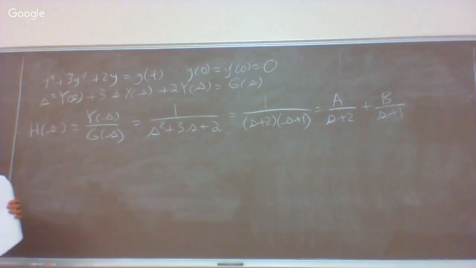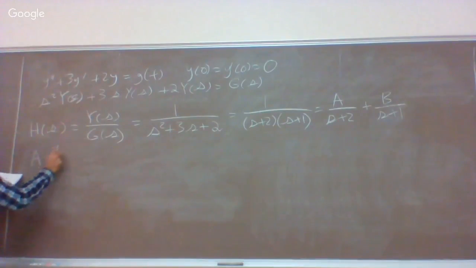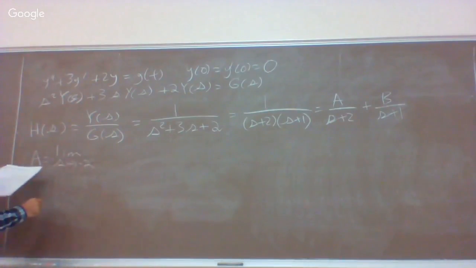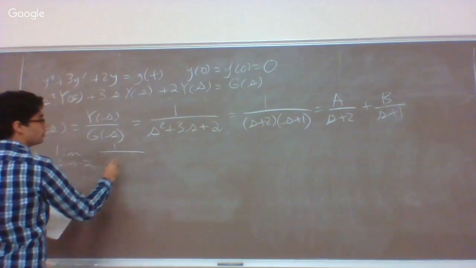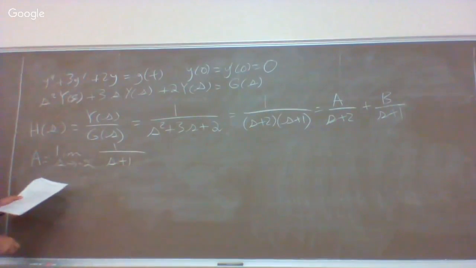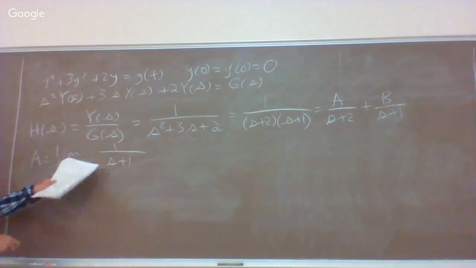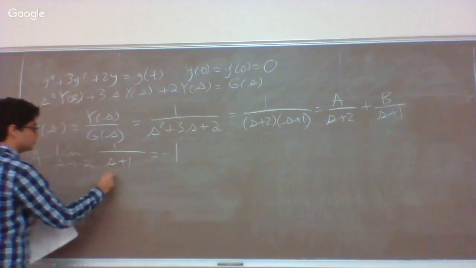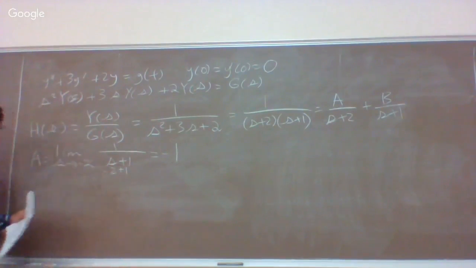And we can use what method now? Heaviside. A is equal to the limit as s approaches -2. Take out that denominator so that we are left with 1 over s plus 1. We plug in a -2 here to get a -1. So this will be -2 plus 1.